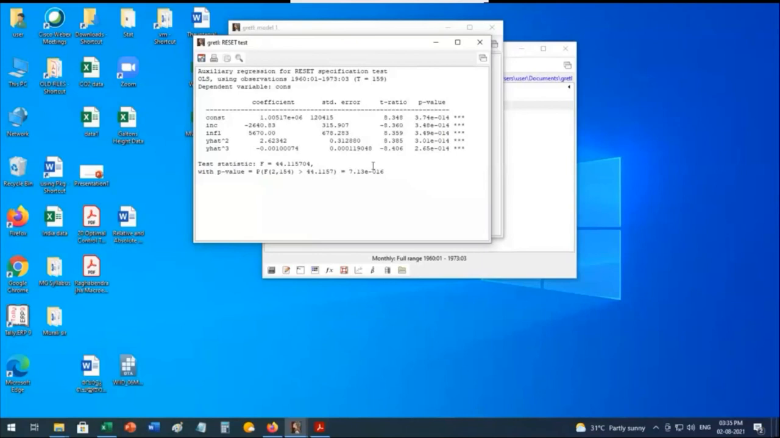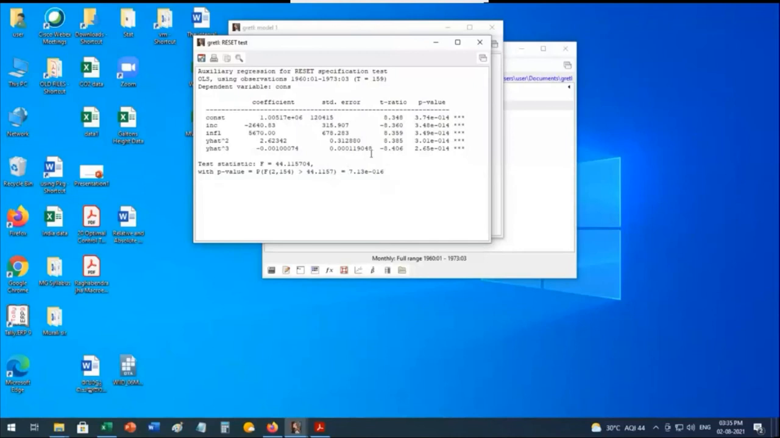If this were greater than 5%, then we would not reject the null hypothesis. That means the model would be adequate. But that is not so. So we have a specification problem in our model.